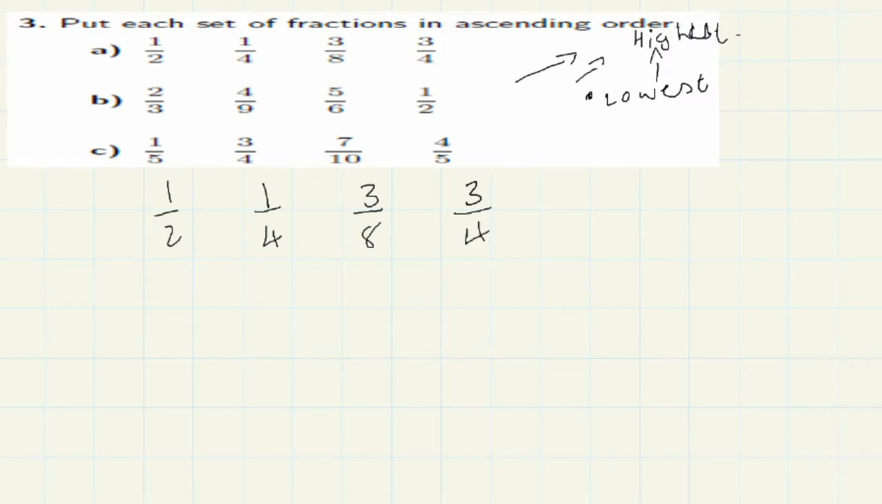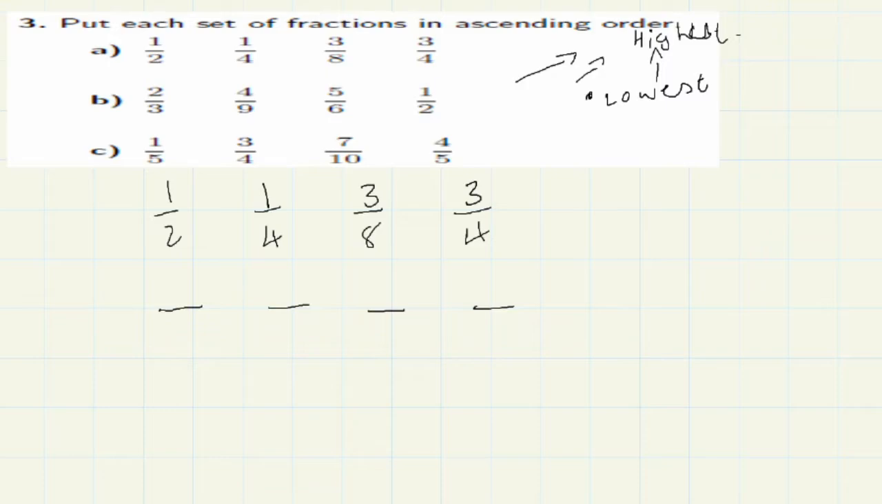When you're ordering fractions, you need to make sure that all the fractions are the same size. They can only be the same size if the denominators, the bottoms, are all the same. As you can see, 1/2, 1/4, 3/8, 3/4 are not all the same sizes. So we need to make them all equivalent fractions, all over a certain amount. So what can we do?